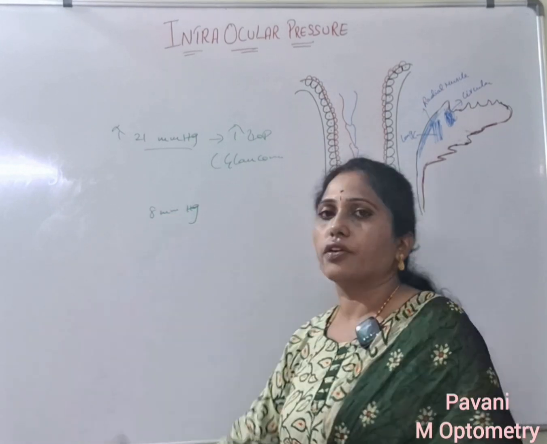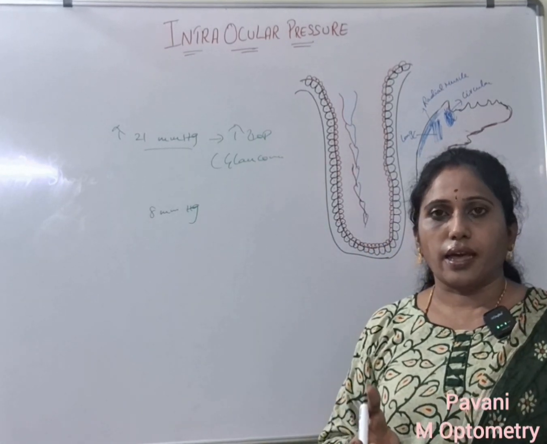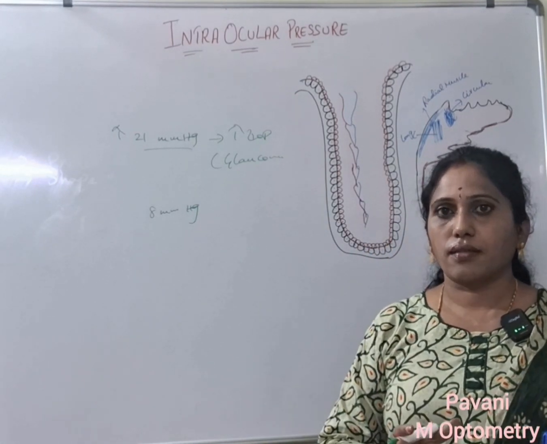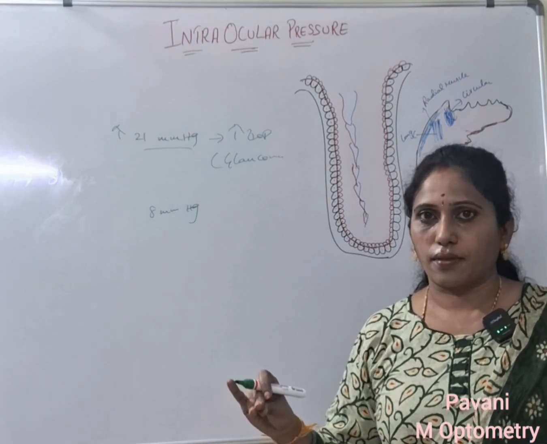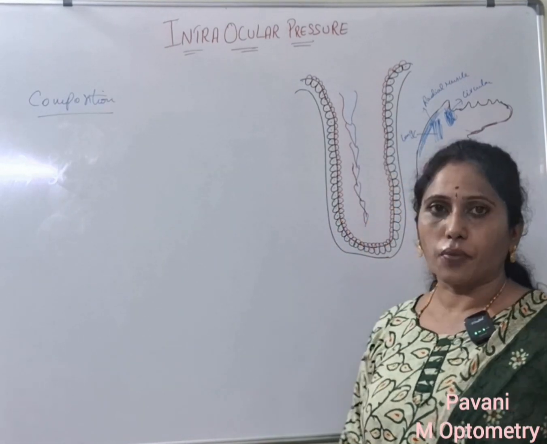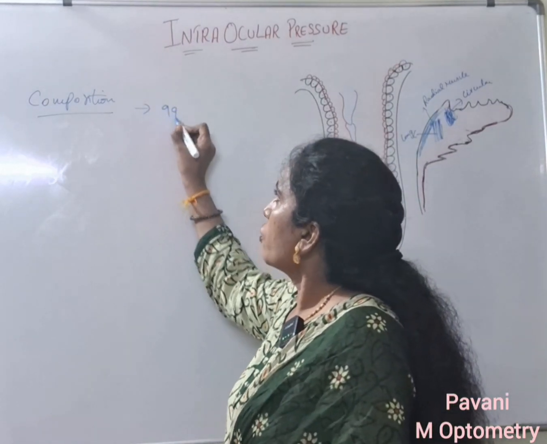What happens if the intraocular pressure decreases? The structures inside the eye will not be in place. The retina may get detached. The eyeball shape may collapse. So when you talk about the composition of the aqueous humor, it is made up of 99% water.